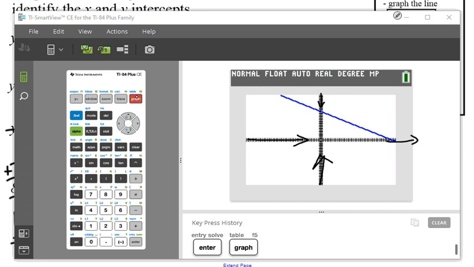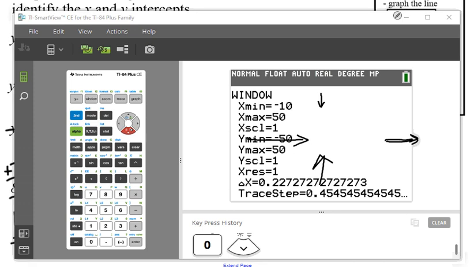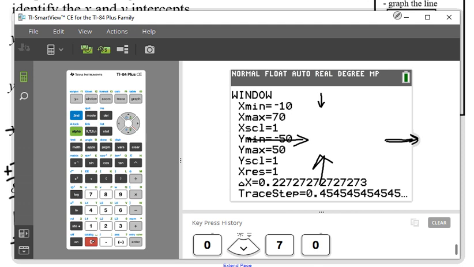So I can change all kinds of things on this. My arrows are still there to help me. So my x min, I can bring over a whole bunch, -10. My x max, we actually see we wanted to go over a little bit from the 50. So I'm going to go to 70.